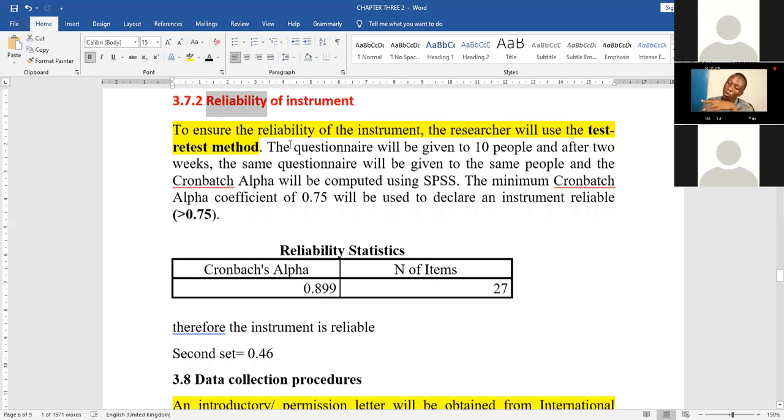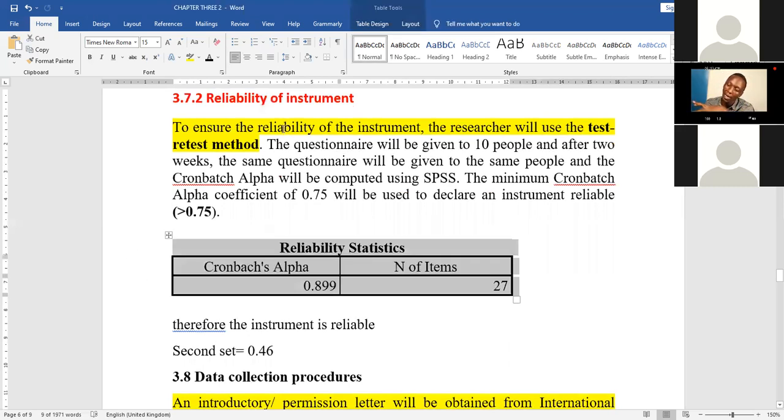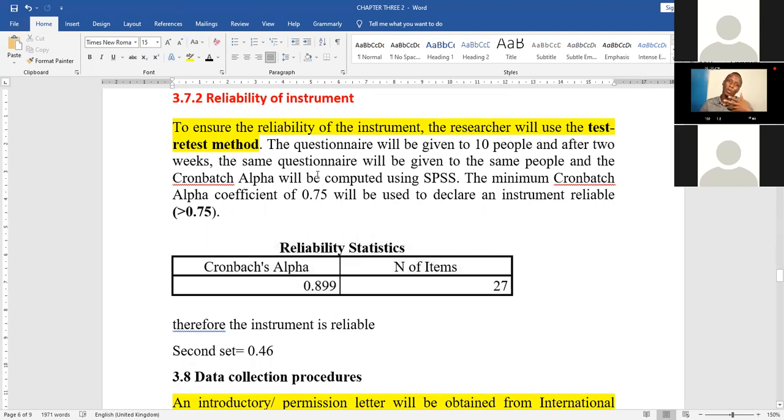Okay, so when you get that data, enter it in SPSS and compute for reliability analysis, you are going to come up with this table. I will show you how to do this, guys. Don't worry. When they say test-retest, it means that you are going to test, and then after let's say a period of 1 week, you're supposed to go back to the field and test again. That's why we're saying that the questionnaire will be given to 10 people, and then after 2 weeks, the same questionnaire will be given to the same people, and then the Cronbach's alpha will be computed using SPSS. That is what I mean.